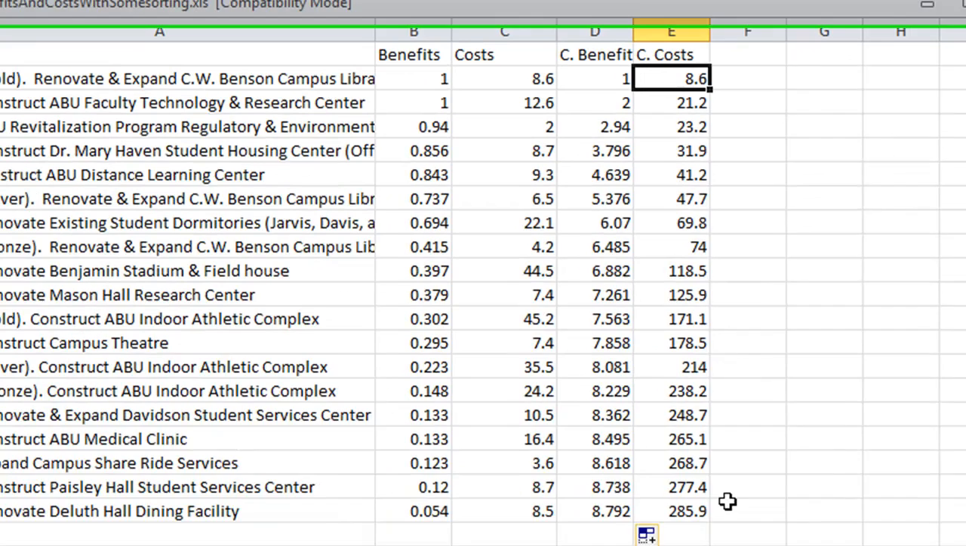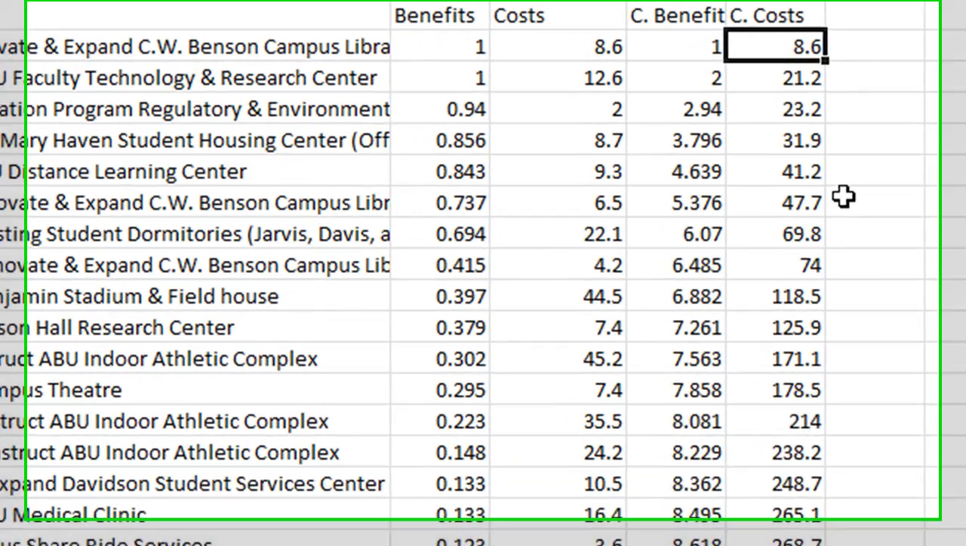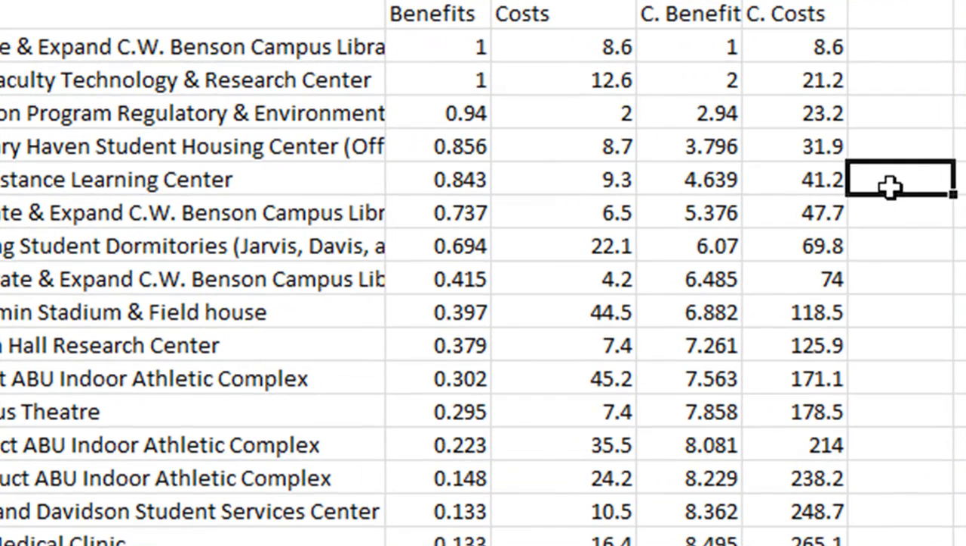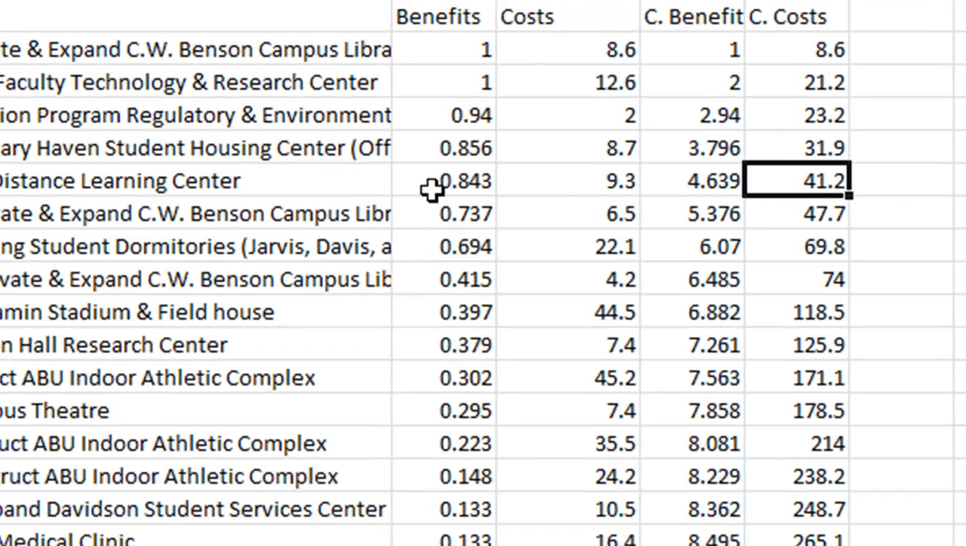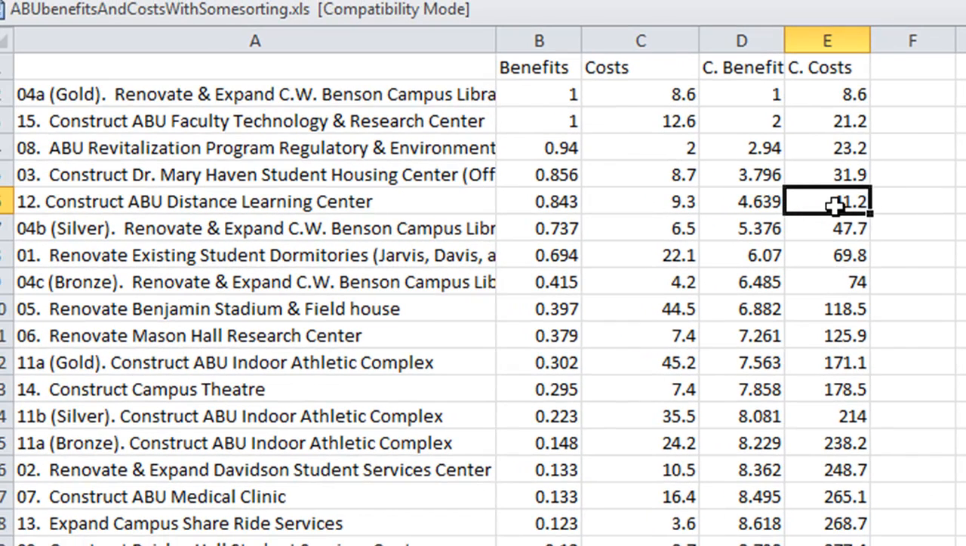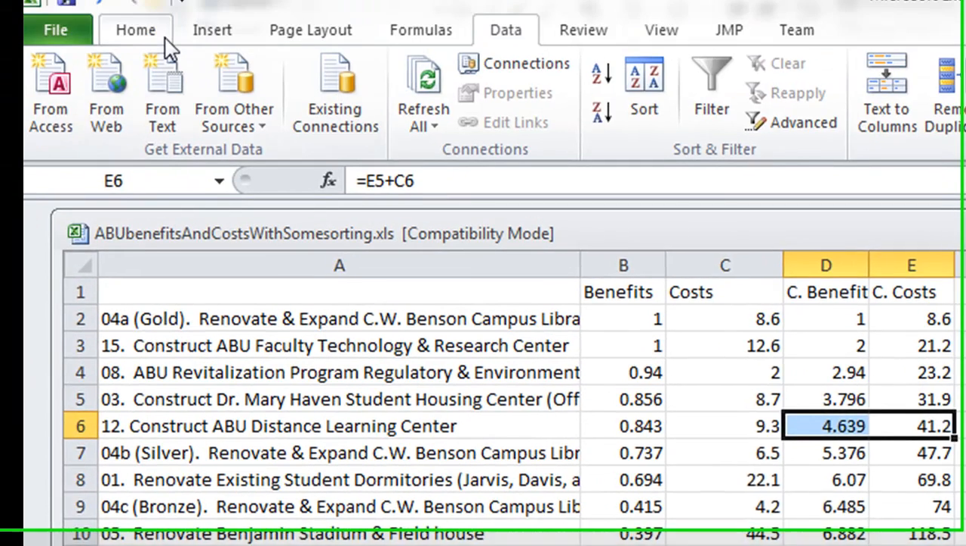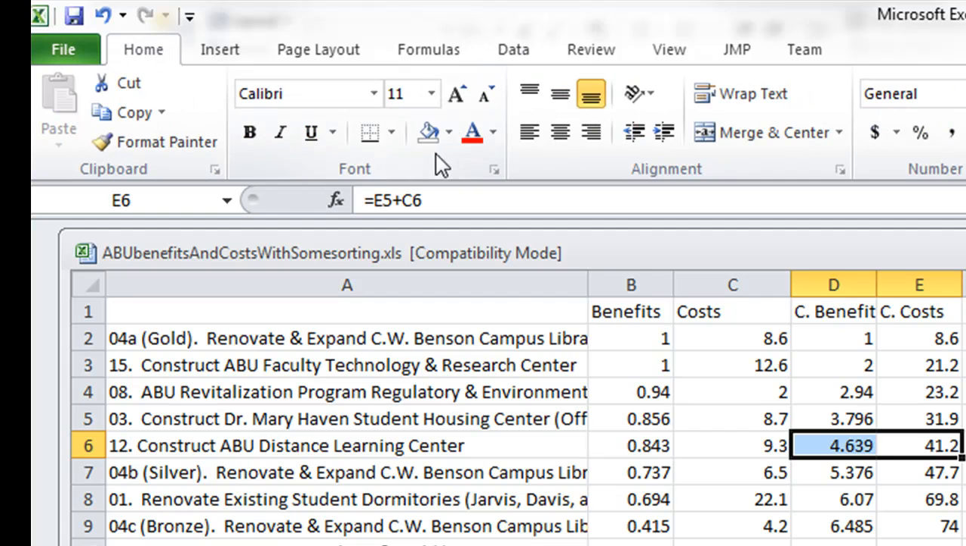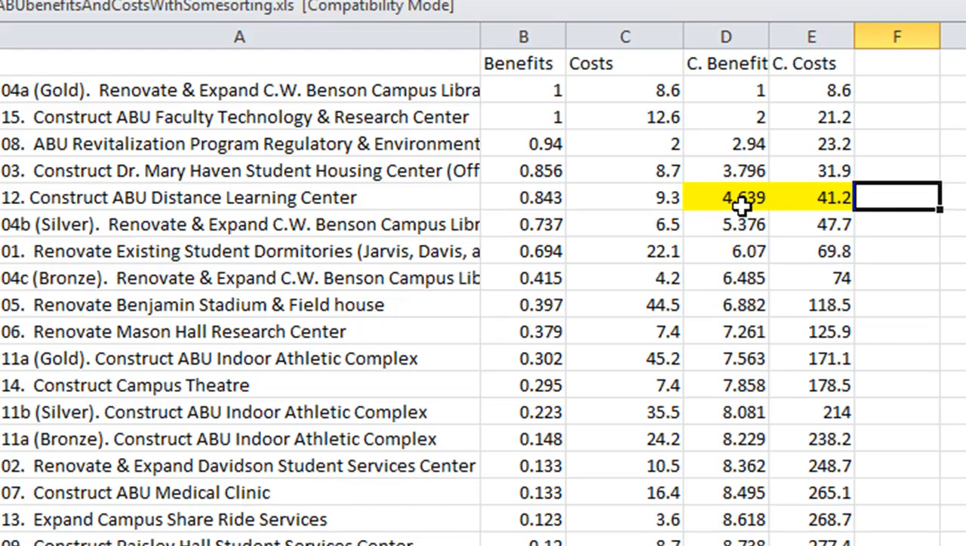Now, if our total budget is $45 million, we need to look down here to see how far we can go. This project here, project 12, is the last one that we can get into the portfolio. So if we highlight these, let's say, and put some color into this, let's put a little yellow in here. Okay, that would be the cumulative benefit without exceeding our budget of $45 million.